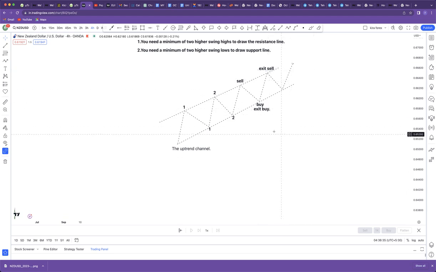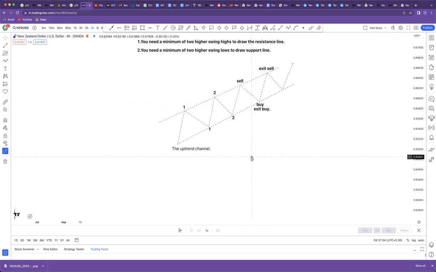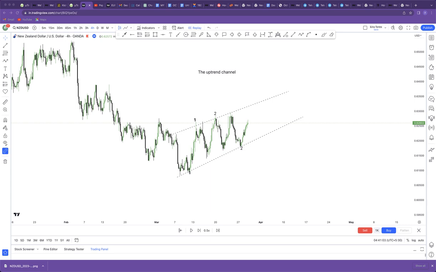Anytime you are selling on point 3, you exit at where you will be buying on the support level. And when you buy on the support level, you exit at where you will be selling on the resistance level. Just understand it like that. Now we will move to the real chart for you to understand what I mean by this diagram. Now let's look at an example of an uptrend channel.